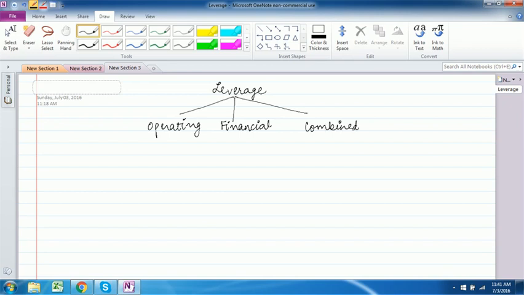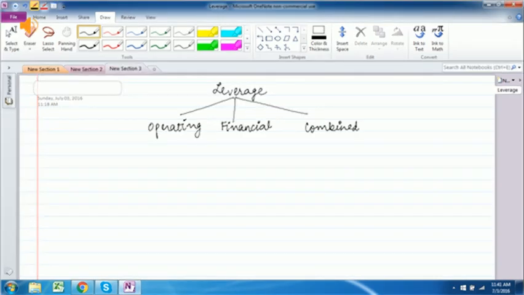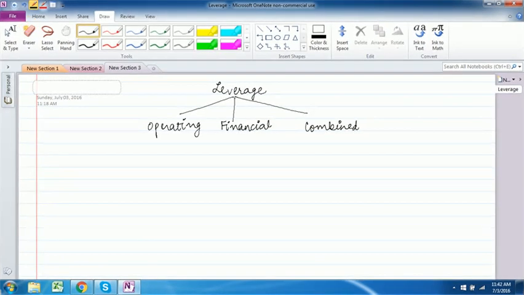Okay. Now what is operating leverage? Operating leverage may be defined as the employment of an asset with a fixed cost in the hope that sufficient revenue will be generated to cover all the fixed and the variable cost. Now, how do you calculate the operating leverage? It is contribution divided by EBIT. The formula for operating leverage is contribution divided by EBIT.